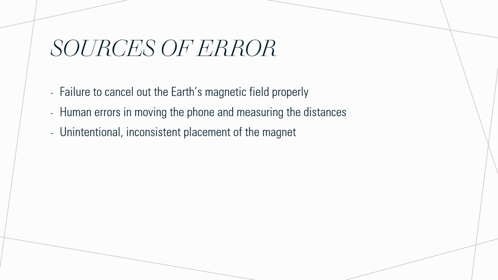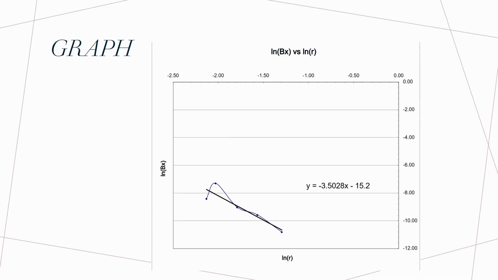Some of our potential sources of error include failure to cancel out the Earth's magnetic field properly, human errors in moving the phone and measuring the distances, and unintentional but inconsistent placement of the magnet.